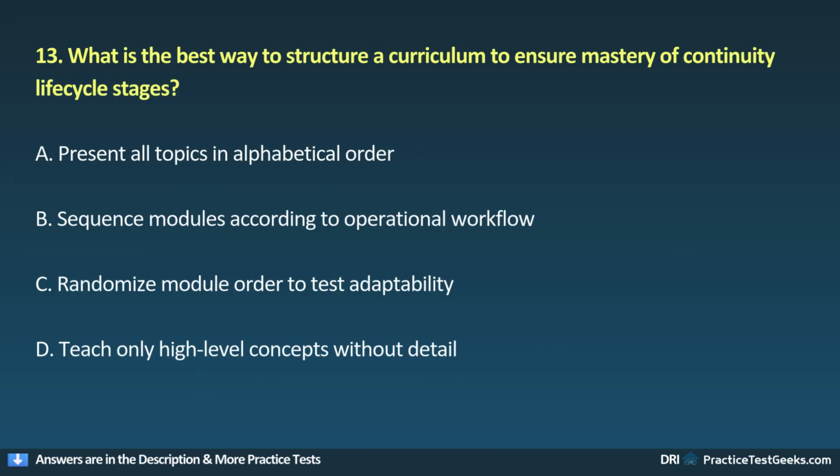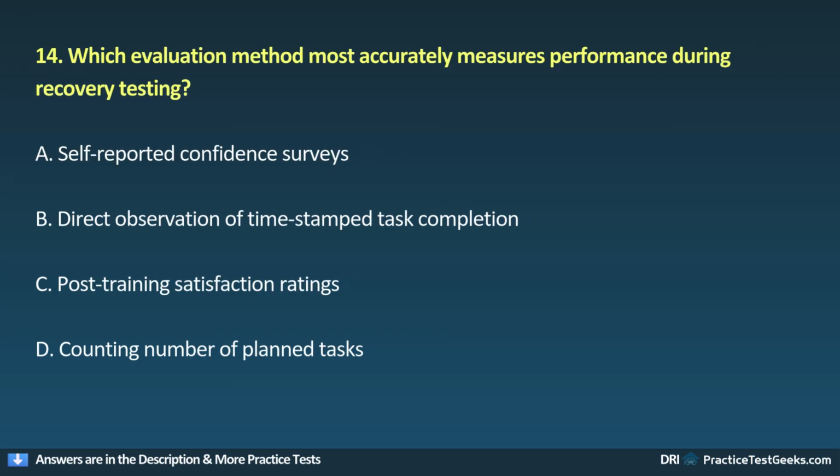13. What is the best way to structure a curriculum to ensure mastery of continuity lifecycle stages? A. Present all topics in alphabetical order. B. Sequence modules according to operational workflow. C. Randomize module order to test adaptability. D. Teach only high-level concepts without detail.